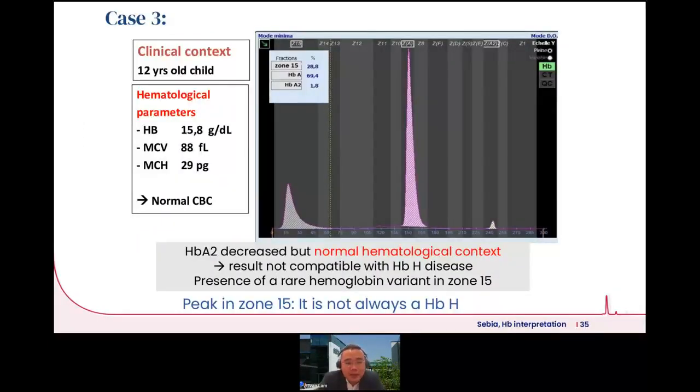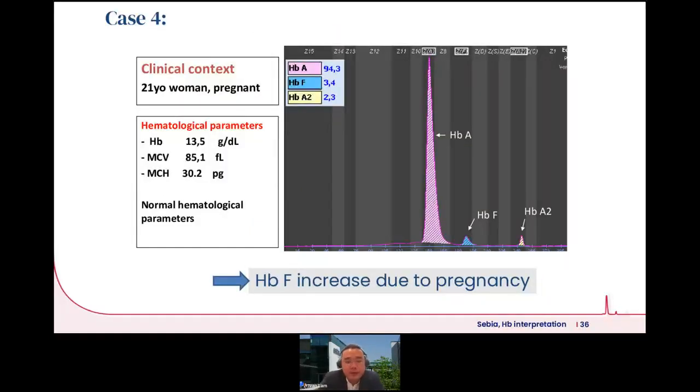So in the third case, the patient has normal hematological parameters as well, but you see a hemoglobin H zone that has a peak as well. So going back to seeing the hematological parameters and everything else normal, you can conclude that it is likely a rare variant as well. In this instance, the woman is pregnant with normal hematological parameters, and you see a slight increase in hemoglobin F. The hemoglobin F is increased because of pregnancy.